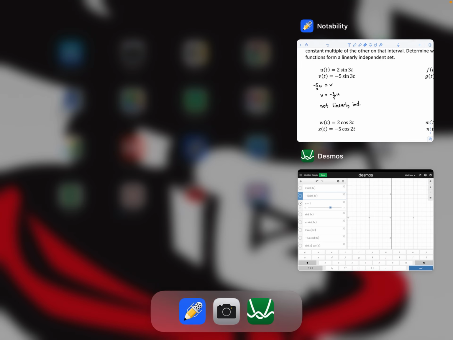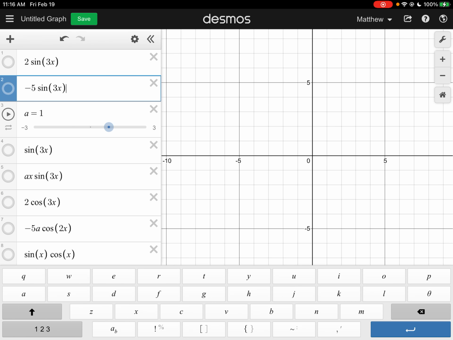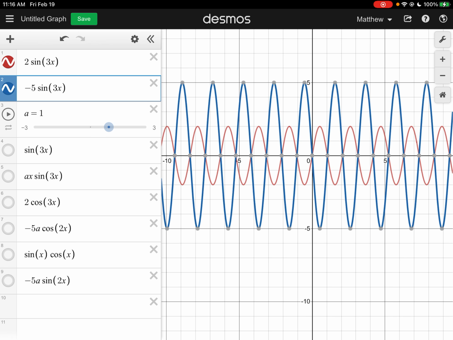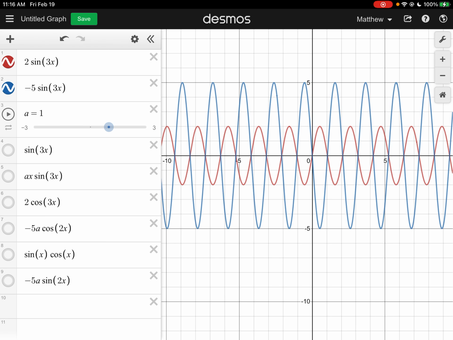Now, using technology to help understand this, I'm going to go ahead and plot these two functions. And here's what they look like. This is the u and v function.